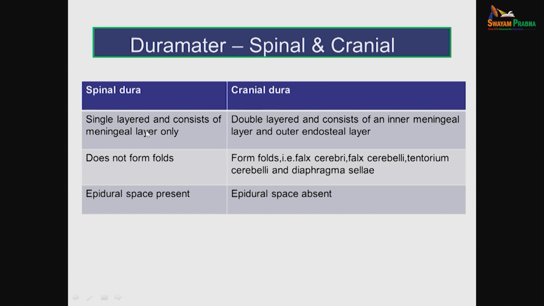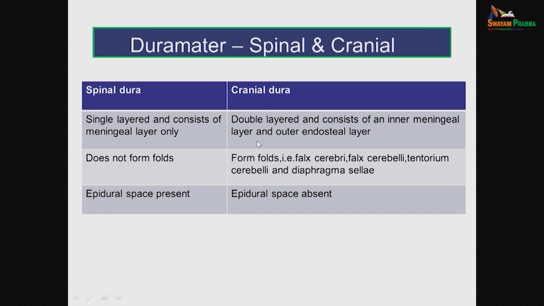The spinal dura, as I have already said, is just a single layer which consists of only the meningeal layer, as compared to the cranial dura mater. As you have already studied, the cranial dura mater is 2-layered. That is, it consists of an outer endosteal layer and an inner meningeal layer. This is the first difference between the spinal dura and the cranial dura.